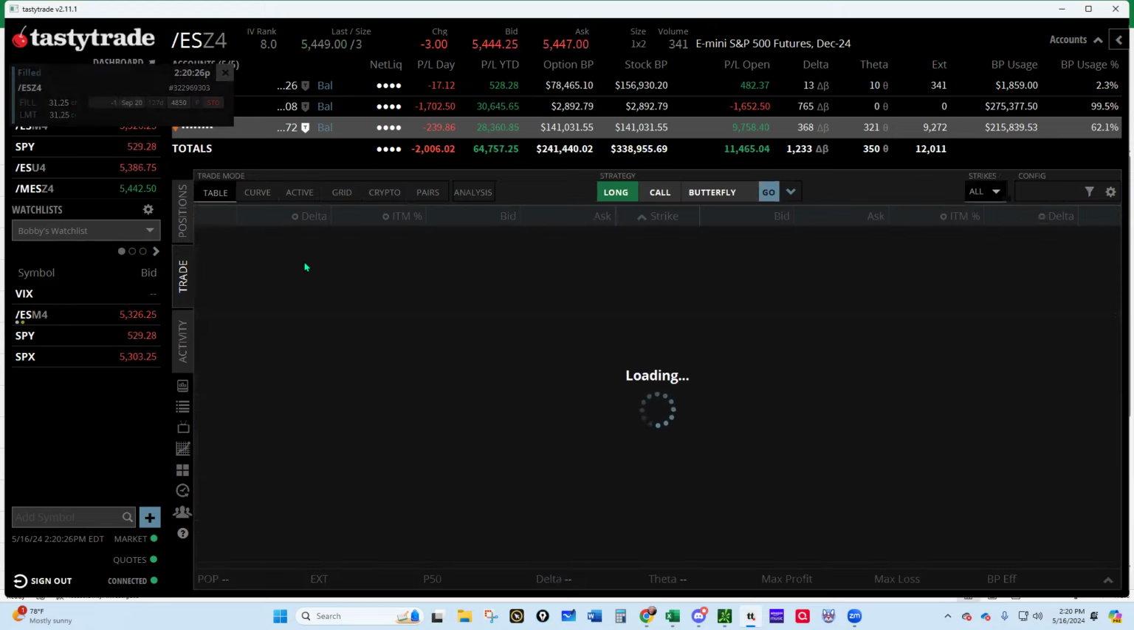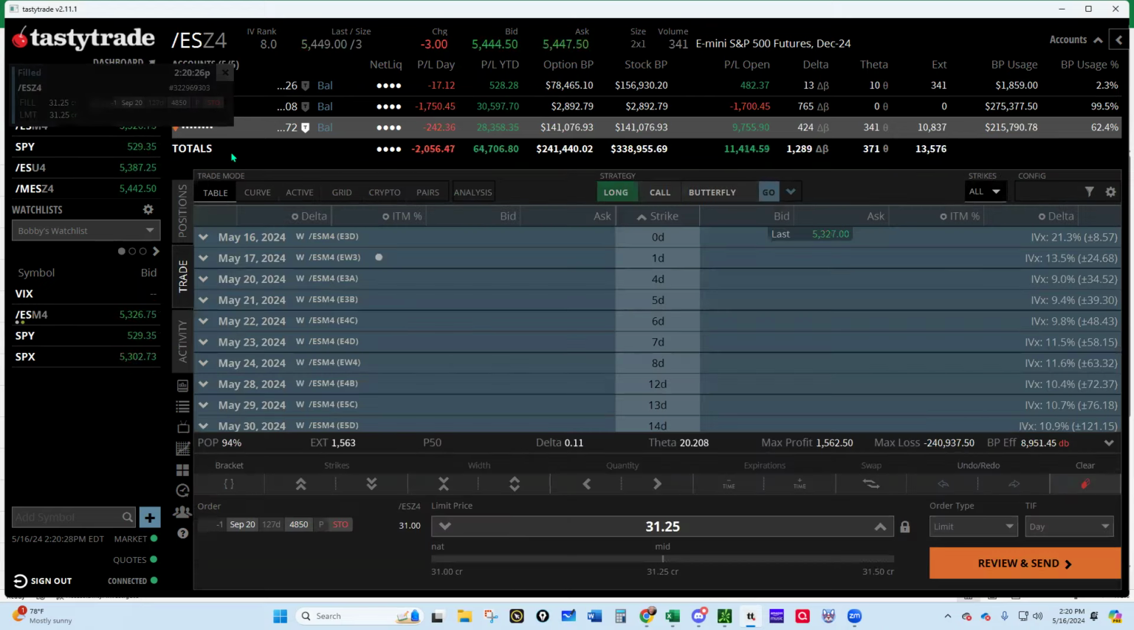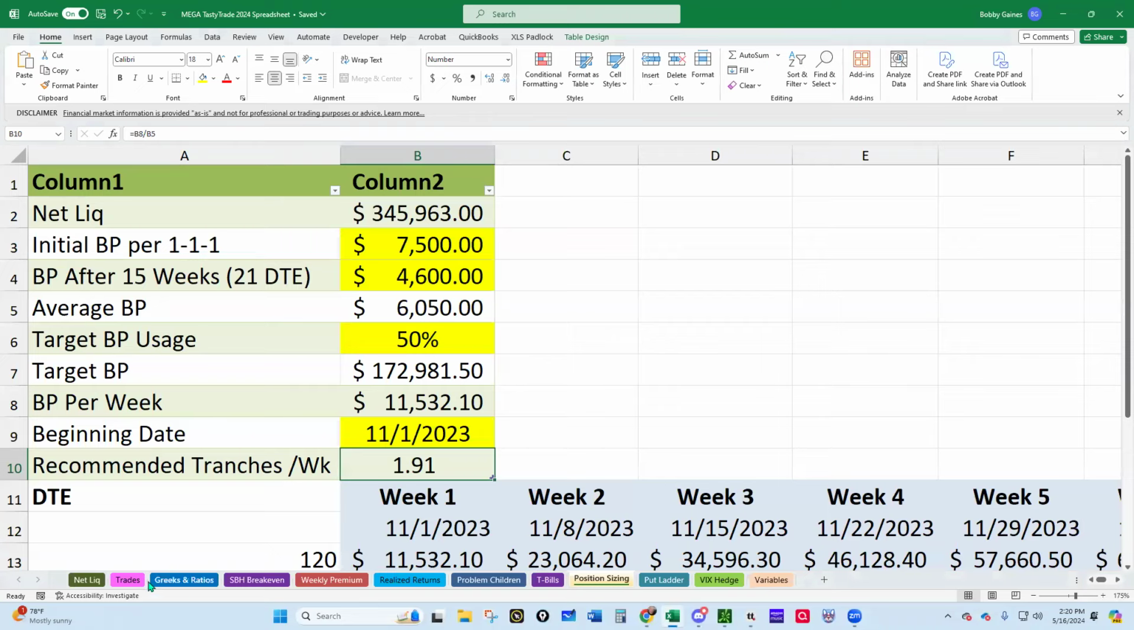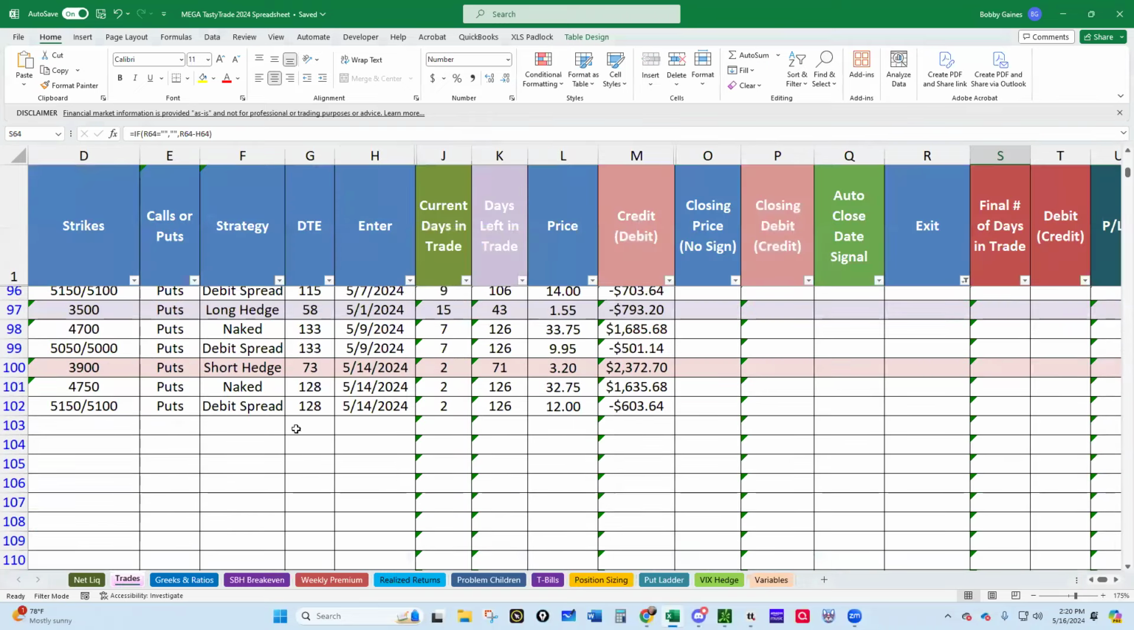Let's change our order up a little bit. There we go. Look at daddy. So we sold the 48.50 at 31.25. 48.50, 38.25. 48.50 for 31.25. Don't y'all love this spreadsheet?